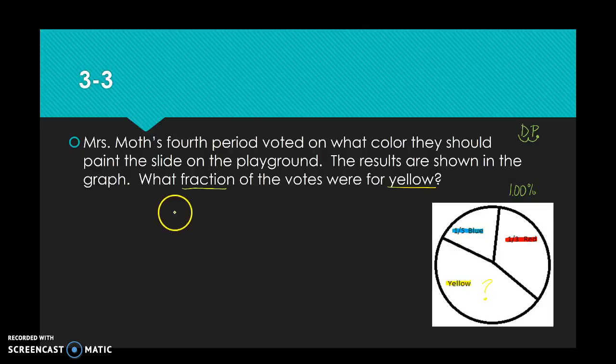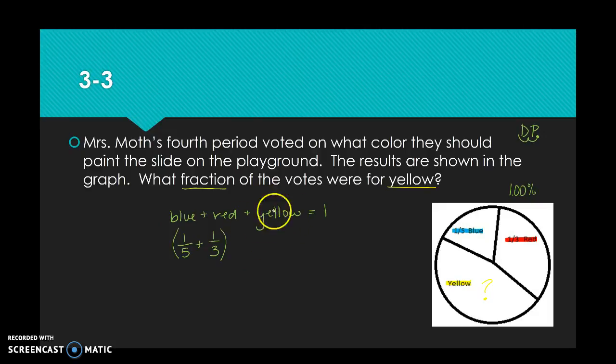So that means that if you add up blue plus red plus yellow will equal one complete set, right? You'll have all of the pieces. So let's fill in our fractions. So we have blue is 1/5 and red is 1/3. So all of that plus yellow will equal 1.